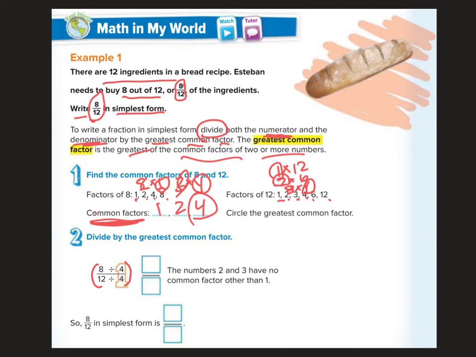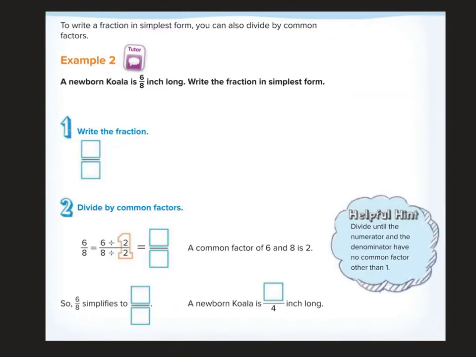Okay, so 8 divided by 4 is 2. 12 divided by 4 is 3. So the numbers 2 and 3 have no common factors other than 1, so we know that our answer is in simplest form. And we've talked about prime numbers. 2 and 3 are both prime. So we know we cannot make our fraction any smaller. So 2/3 is in simplest form.